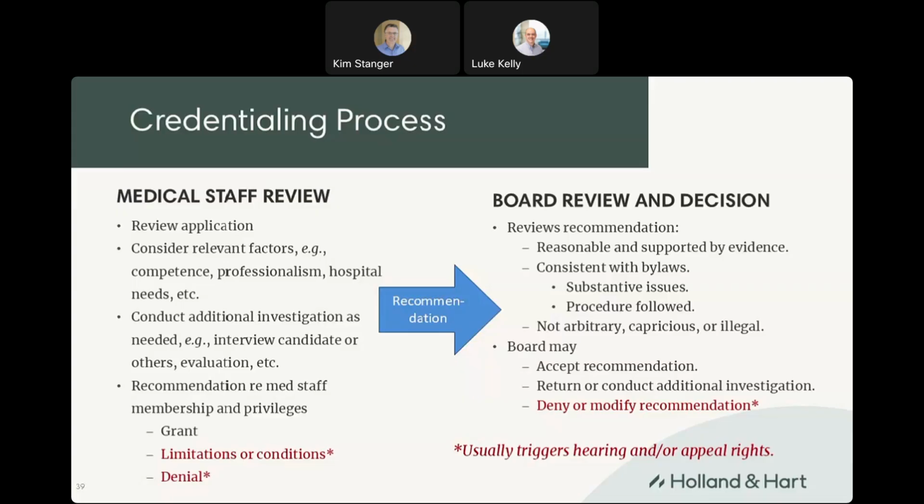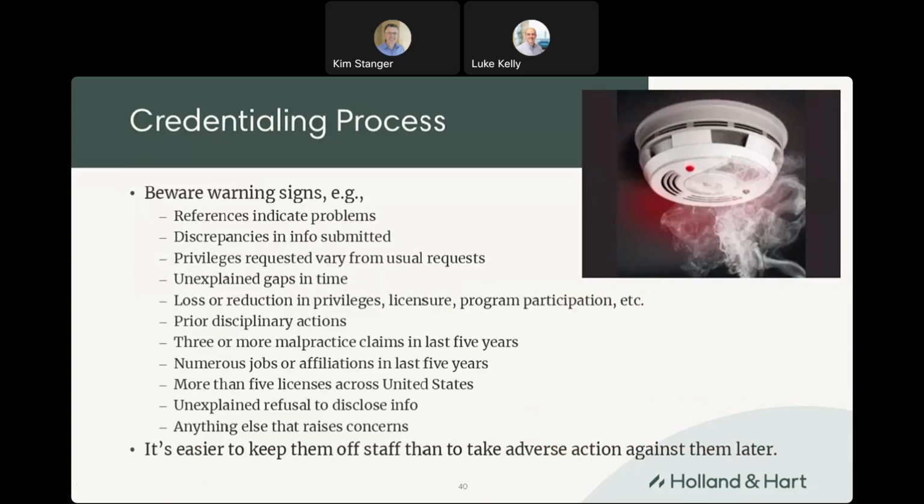The board may accept the recommendation, they could return it back to the MEC for additional investigation, or the board could conduct its own investigation. They could deny, accept, or modify the recommendation as they see fit because they are the ultimate decider. Depending on the bylaws, if the board makes those additional decisions or changes that adversely affect the provider's privileges, then that may trigger additional hearing or appeal rights.